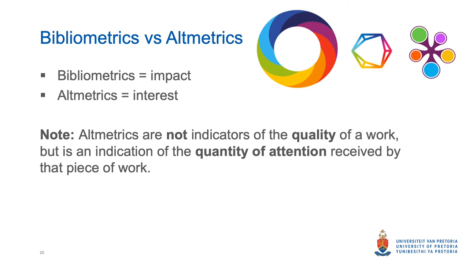In order to understand altmetrics, we need to take a step back and first discuss bibliometrics. Now, bibliometrics is the statistical analysis of published research output, as was indicated in Web of Science and Scopus. The citations show the impact that a publication had on the scholarly community. Altmetrics measures the activity in online tools and environments in views and downloads. This shows the quantity of interest in a piece of work.